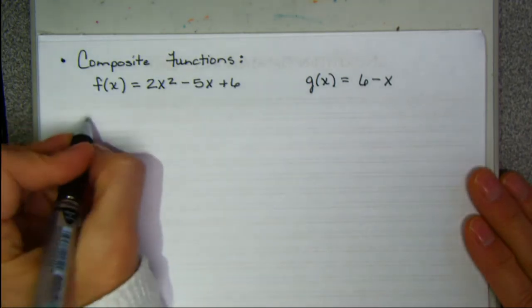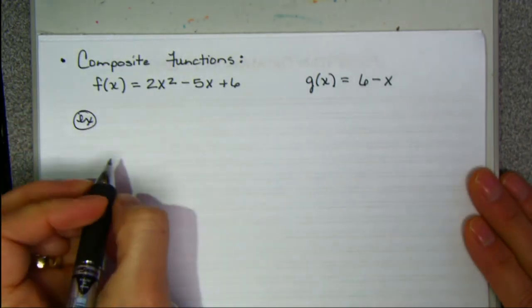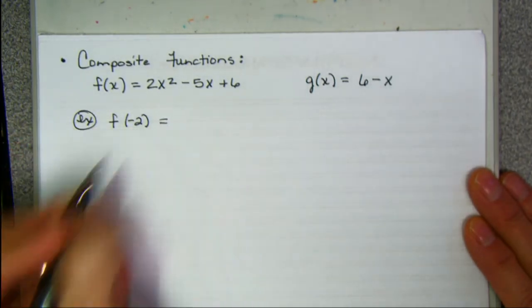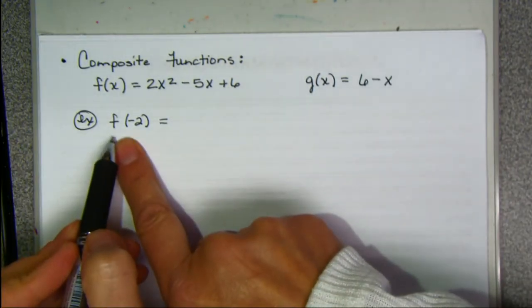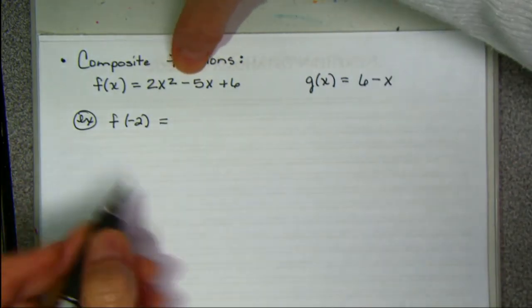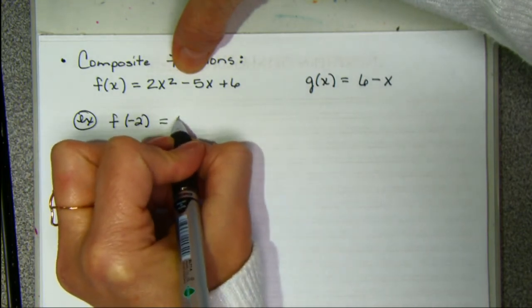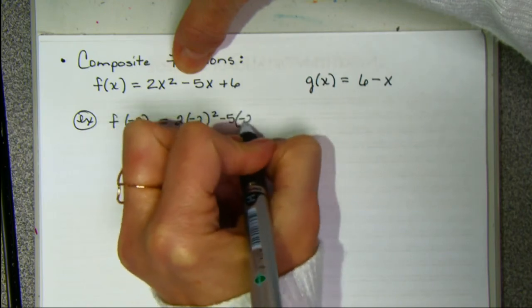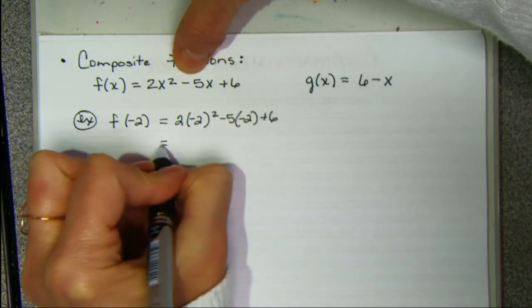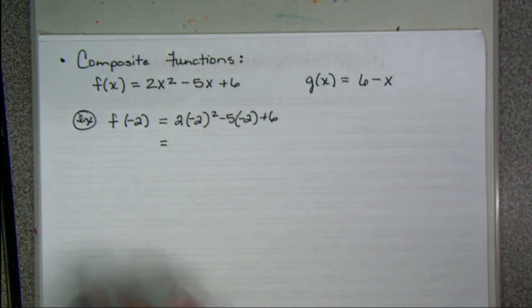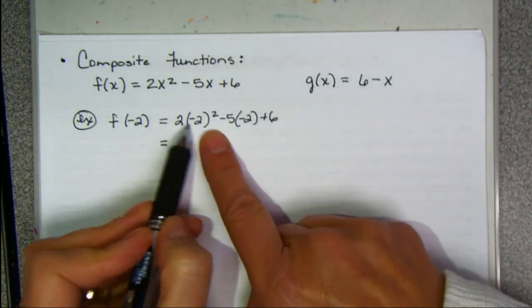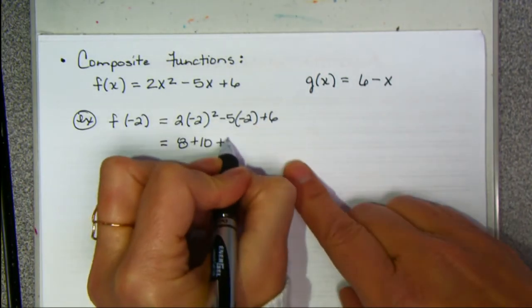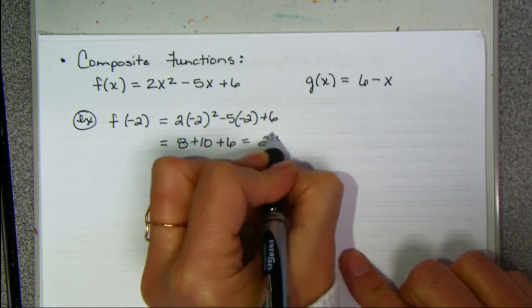All right, now, one of the things that you may be asked to do is just to find, say, f of negative 2. So that means, because of the function f, I'm going to go to that function, and in place of x, I'm going to put negative 2. So 2 times negative 2 squared minus 5 times negative 2 plus 6. Now, you can put all of that into your calculator, or let's see, negative 2 squared is 4, 2 times 4 is 8. That would be plus 10, plus 6, 24.